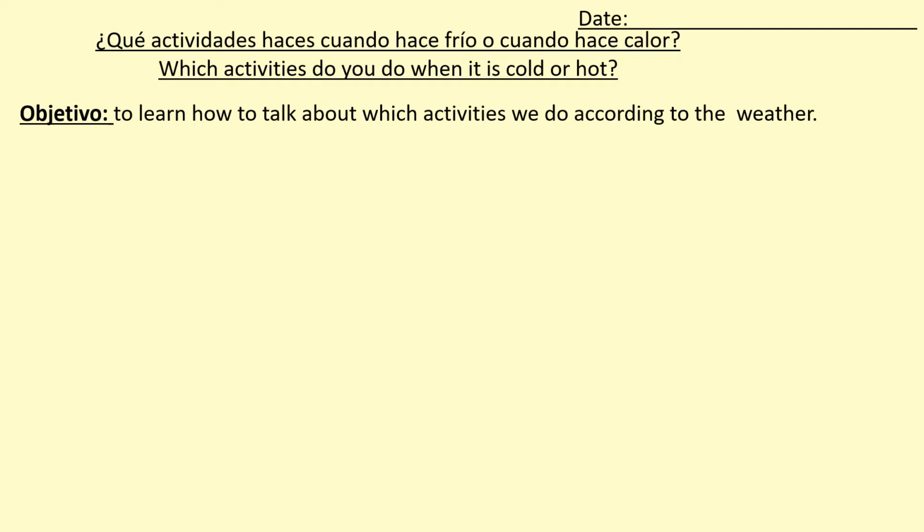Okay, I want you to copy down the date in Spanish, which is on class charts if you're not sure about it. Underline that neatly in your book and then write down the title both in Spanish and in English. So today it is ¿Qué actividades haces cuando hace frío o cuando hace calor? Which is which activities you do when it is cold or hot. Underline that neatly in your book as well. And then on the third line down, write down the objective, objetivo, which is to learn how to talk about which activities we do according to the weather. Pause if you need to, press play to continue.